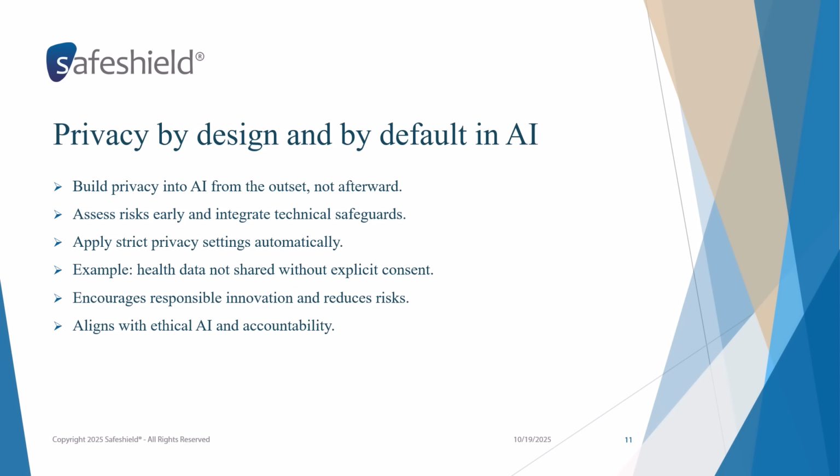Privacy by default means that the strictest privacy settings should be applied automatically, without requiring the user to adjust settings. For example, an AI-powered fitness app should not share health data with third parties unless the user explicitly consents. These principles encourage organizations to integrate privacy into their development culture. By making privacy a baseline requirement, businesses can reduce regulatory risks, build consumer trust, and create more sustainable AI solutions. In practice, privacy by design and default align with broader ethical AI practices. They push organizations to think critically about data use, ensure accountability, and prioritize individual rights, making AI safer and more trustworthy from the ground up.